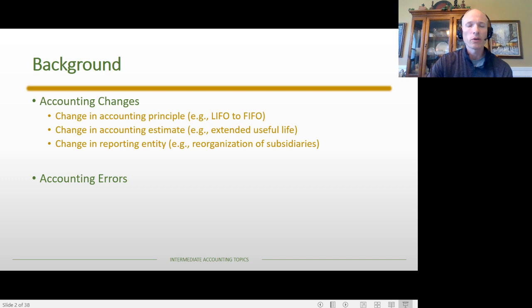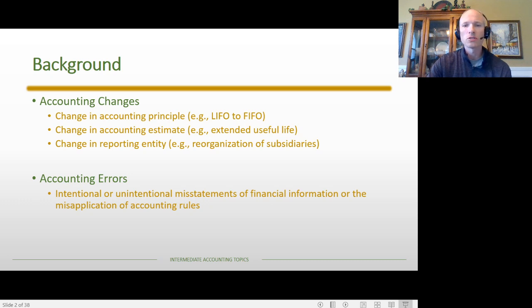The other type of thing we're going to talk about in this chapter is accounting for errors. And so errors are intentional or unintentional misstatements of financial information, or it could be the misapplication of accounting rules. And so these are kind of bigger deals typically because somebody's done something wrong. Again, it could be intentional, it might be unintentional, but something has definitely gone wrong. And so those are usually a little more substantial to correct.